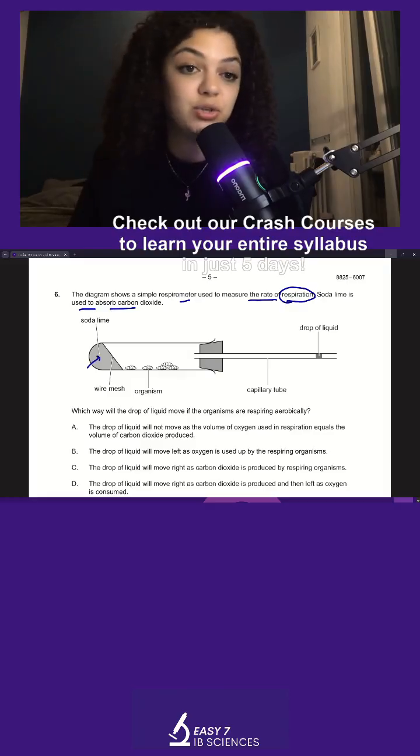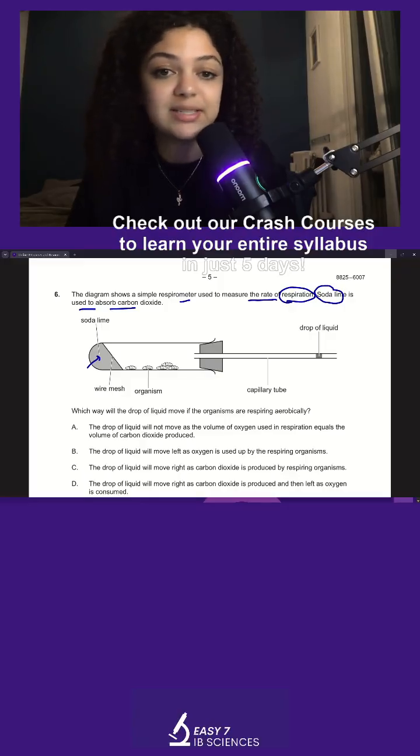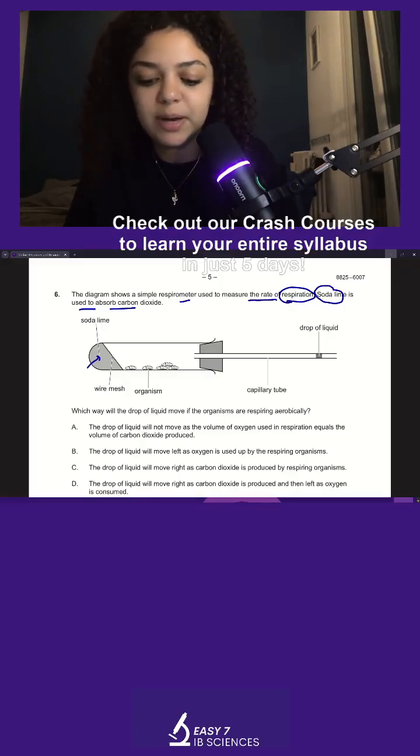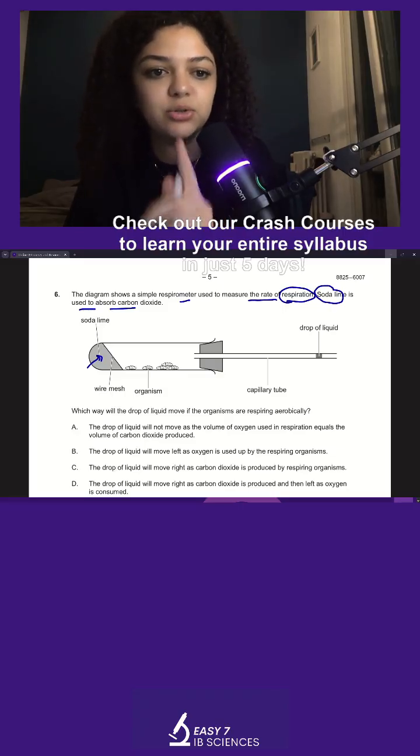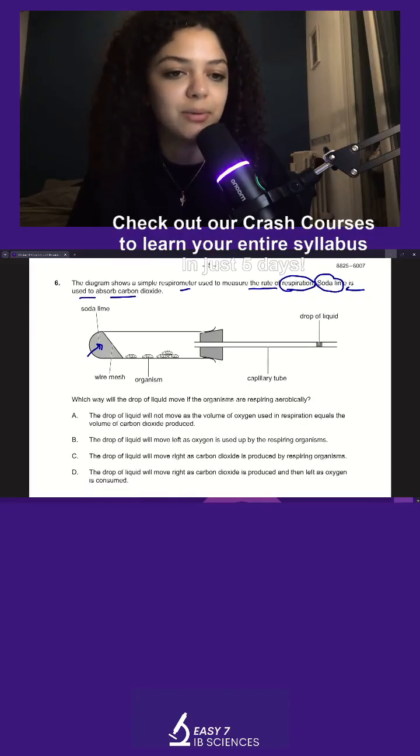And actually, this is so nice of the IB to mention that soda lime is used to absorb carbon dioxide, because they used to not mention this. They used to expect you to know what the soda lime does. And I think in the M25, they expected you to know it without them telling you. So maybe they realized that students performed really badly because they didn't know the purpose of soda lime, and so they had to mention it in the November.